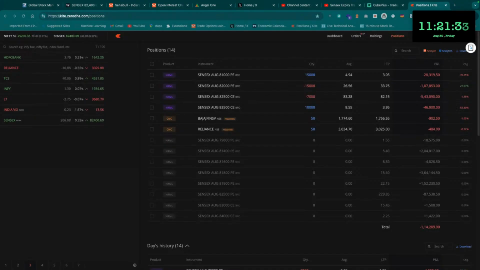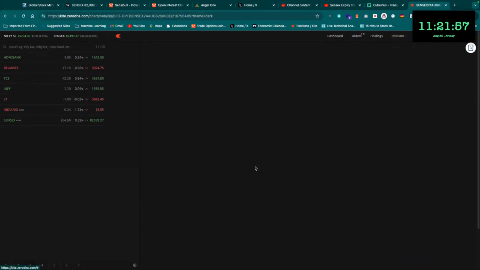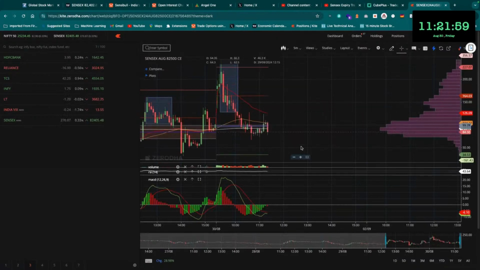So I would actually take linear regression as a reference. Right now, if it actually goes below 82,394, I think, 82,394, not the synthetic future but the real price, then I will have to act on the PE, but until such a time I would not act on the PE. I think this is definitely a good fall for CE. That's good.